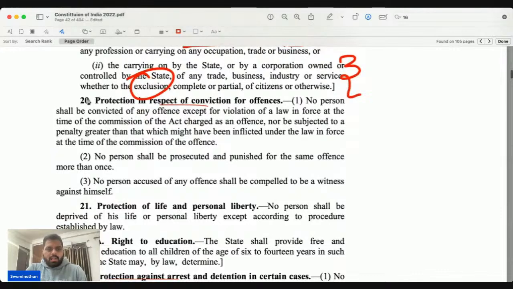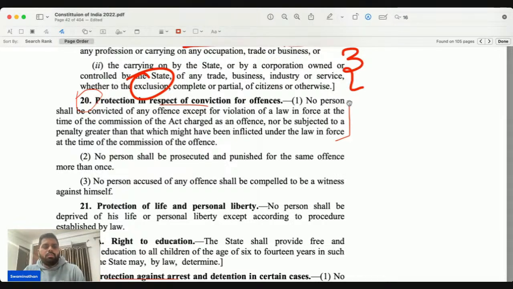Article 20 protects us from certain conviction. First is ex post facto laws, that any person cannot be convicted for anything which he has done in the past, and for which there was no law at that point of time declaring it to be an offense. This means no retrospective operation of the criminal laws can be there. If a person has done a certain thing today, and there is no law which declares that particular thing an offense, he cannot be punished tomorrow. So this is no ex post facto legislation. This is provided under Article 20 subclause 1.